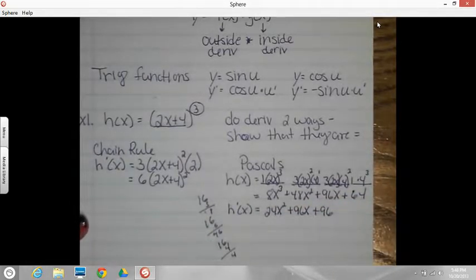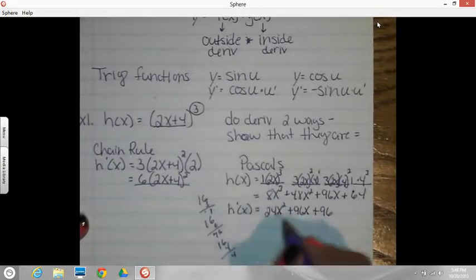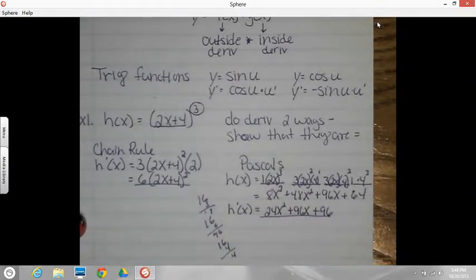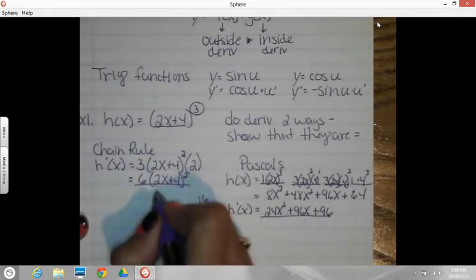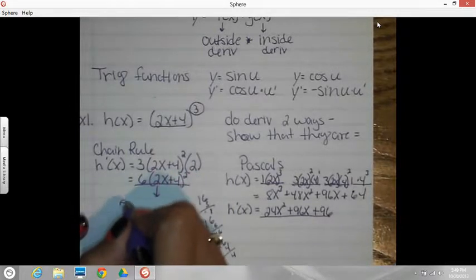Well, these are supposed to come out the same. That does not look anything like that. And the reason is that this is in factored form, this is not. So what we can do to make them look alike is expand this, since this is an expanded form. So we'll take our answer and expand.